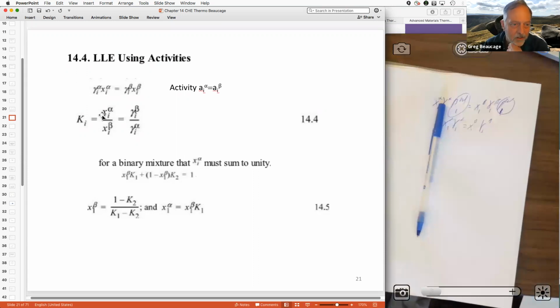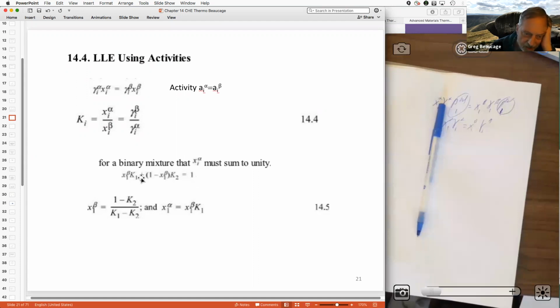Right. So it means that if you plot X alpha over X beta, you're going to get gamma beta over gamma alpha. So the phases switch when you get the K values. That's the only twist of this. So if you know the gammas, you know the K ratio. So why do you need the K ratio? Well, if you write the mass balance, you have X1 beta, X1 alpha, K1, K2. So X1 beta times K1 gives you X1 alpha. And then you have X2 alpha. So X1 alpha plus X2 alpha has to equal 1.